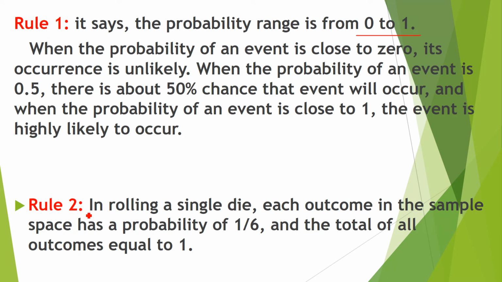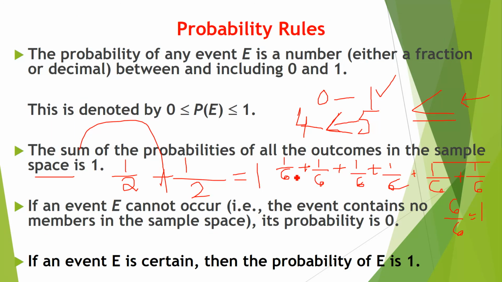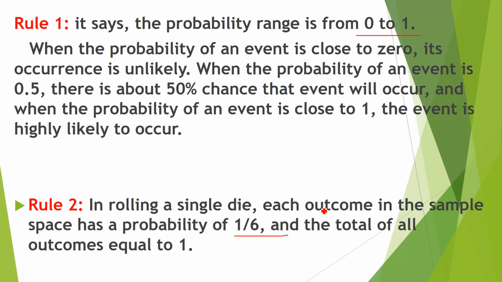Rule number 2. In rolling a single die, what is rule number 2? When we add the sample space, it should be equal to 1. The same example is here. Each outcome in the sample space has a probability of 1 by 6, which I have shown you here. 1 by 6, 1 by 6. At the end, we will get 1. In the case of a coin, 1 over 2 head, 1 over 2 tail. At the end, we will get 1. So this is rule number 2.